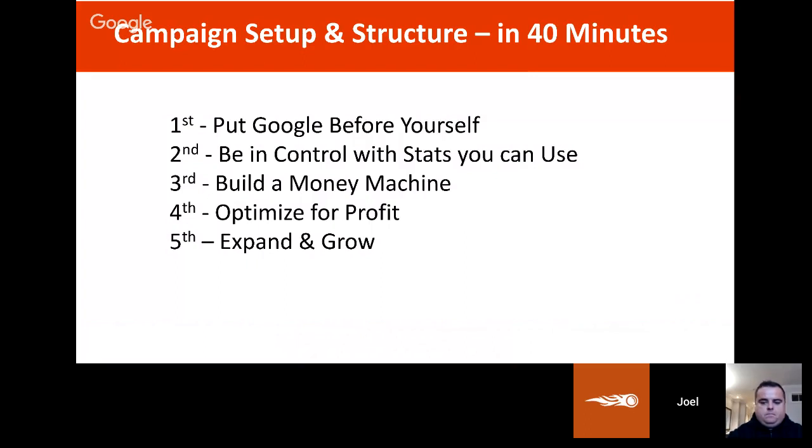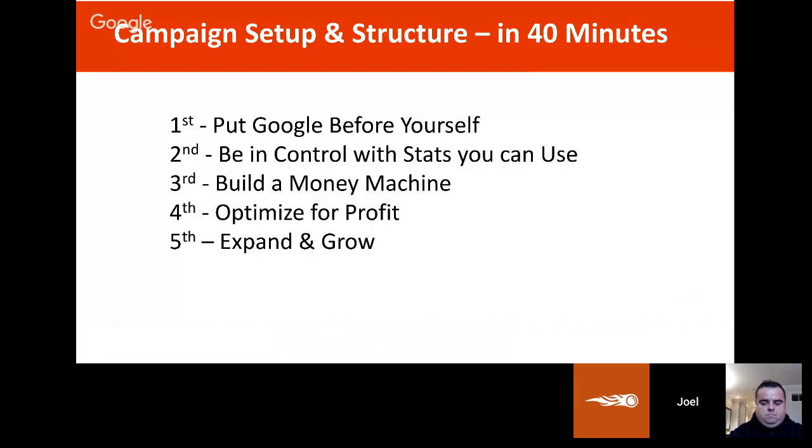The third pillar is then to build a money machine. If you have those confident statistics that you can work with, you then know the value per visitor for every keyword that you spend significant money on, so you know exactly what to bid on it to be profitable.